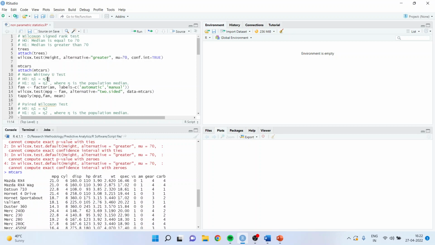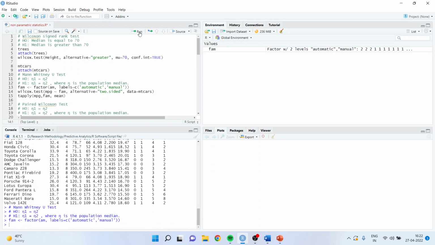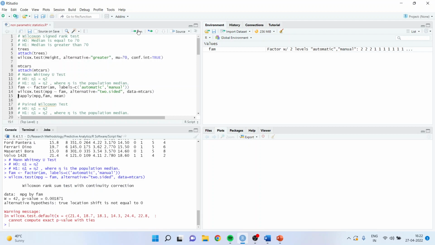So when I want to carry out this analysis, the first thing I should do is convert this am variable into a factor variable. So I'm making this as factor am, with labels automatic and manual. When I run it, I'll use wilcox.test mpg tilde fam, alternative two-sided, and run.